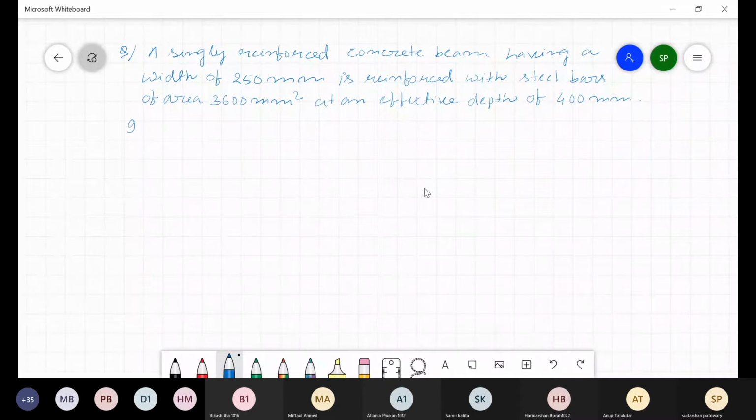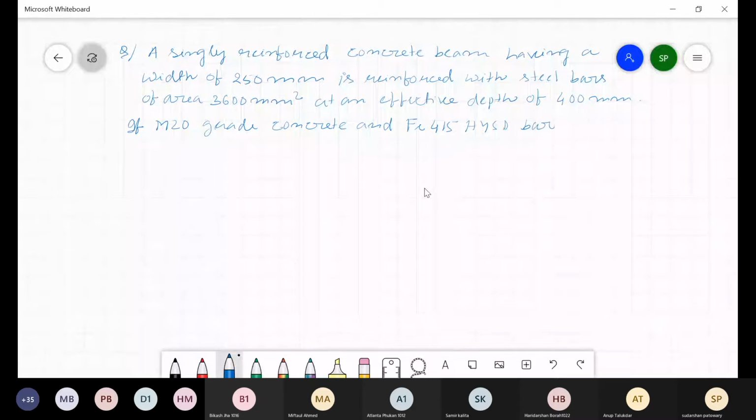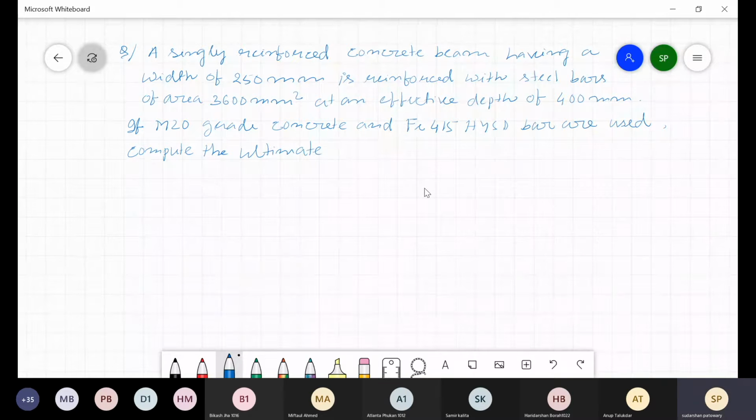If M20 grade concrete and Fe415 HYSD bar are used, compute the ultimate flexural strength of the section.